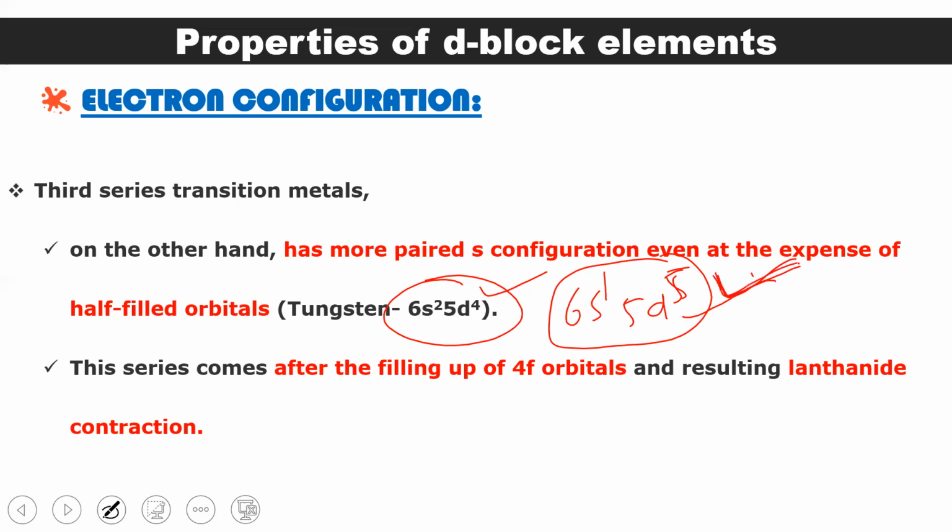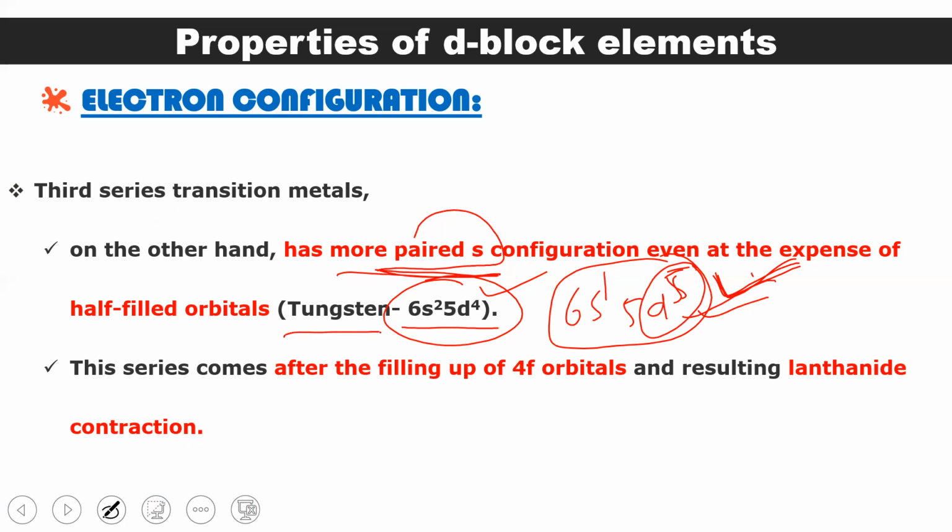So here, more pairing is favored even at the expense of half-filled orbitals. That means the pairing energy overcomes the half-filled orbital stability. If tungsten had this half-filled configuration, it would be very unstable when you compare it with this configuration.